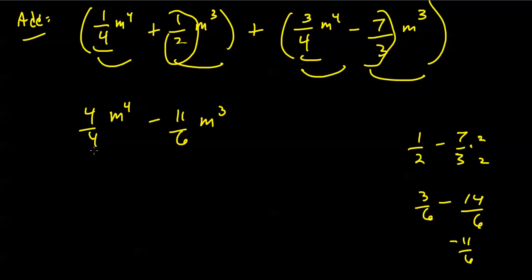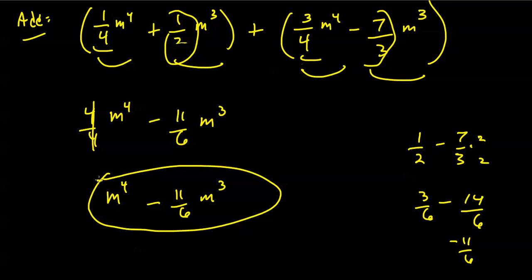Let me simplify this totally. Redundant to leave a 4 over 4. 4 over 4 is 1. 1 times m to the fourth is m to the fourth minus 11/6 m cubed. So that would be my final return for that problem. Alright, on we go. So we're now expert in adding polynomials. How about subtracting polynomials?